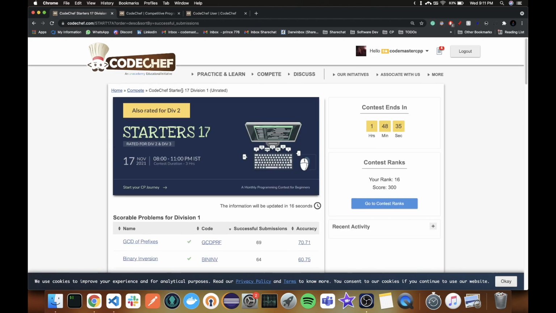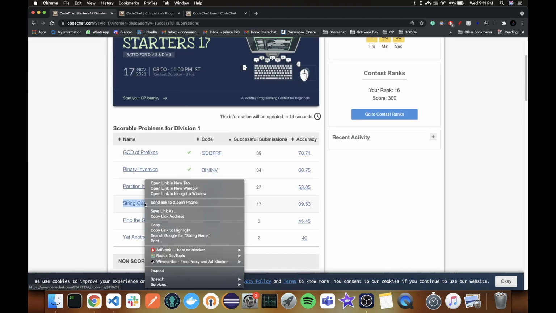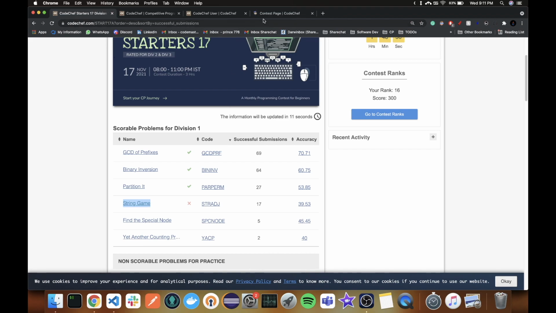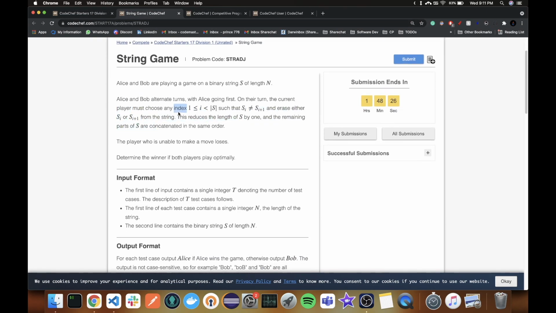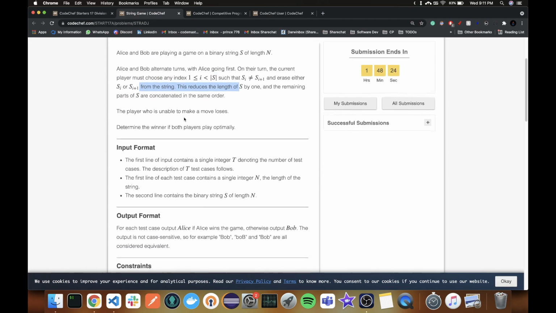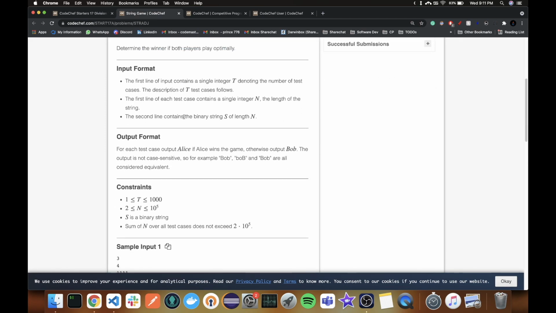I cannot do this problem. This sucks. I don't have any approach. How do I even approach this problem?